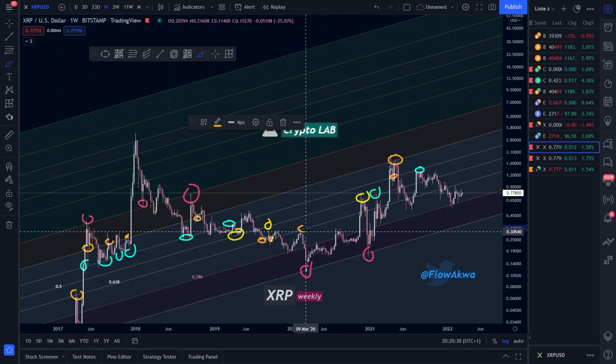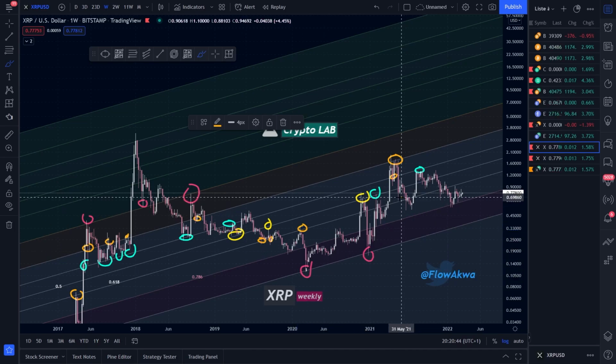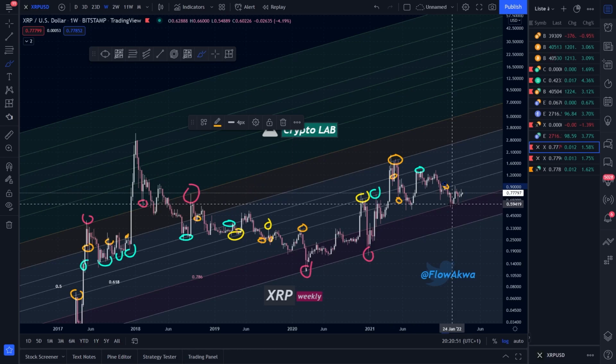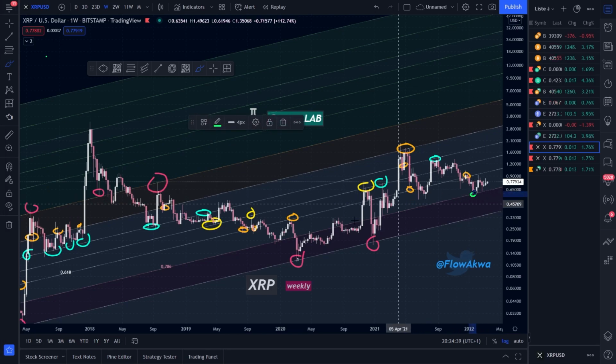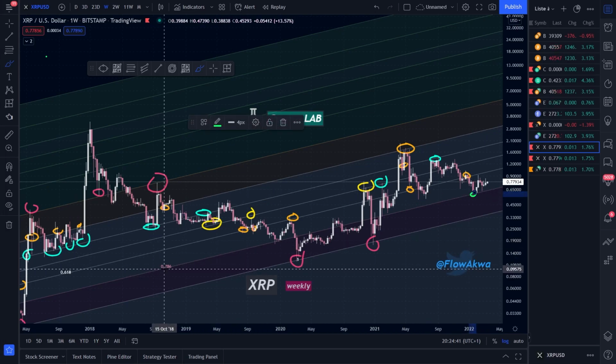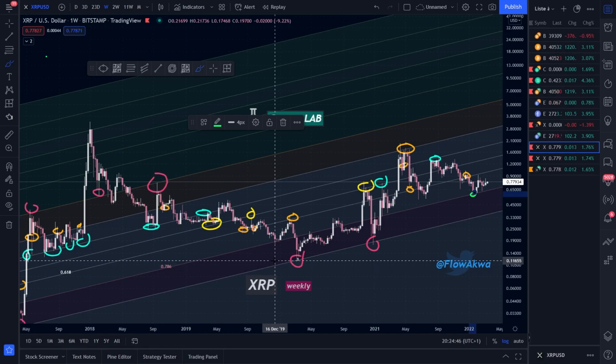And here it was a major resistance before having the dump that gave us the bottom of XRP in 2020. And then here we almost touched it as a support, and here it was a resistance before being rejected, right? And last but not least, this is our current support, and this is the 0.786 line. And look how accurate this is.